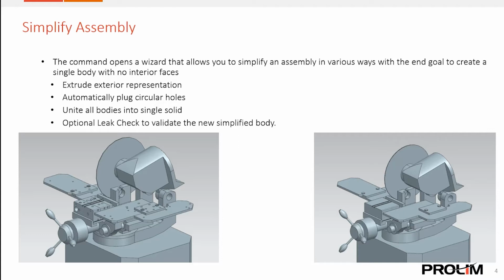Plug Circular Holes, which I'll be demonstrating later, but its results are shown below in the two images, and it's actually quite useful. And then Unite All, which is used at the end of the Simplify Assembly to combine all the simplified bodies that you created throughout the other commands into one single body. Then at the end, once you're done with everything, you can also run an optional leak check that will verify that the simplified assembly representation is a single body with no internal faces.